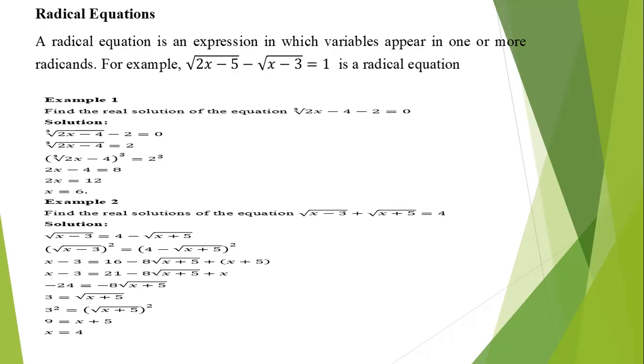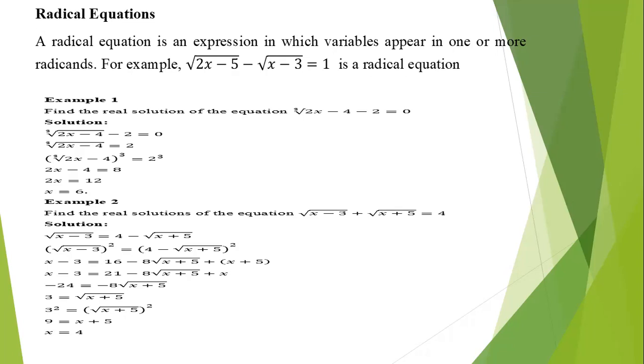Then for me to remove the cube root, what am I going to do? I'm going to cube everything. That is why I have the cube of the cube root of 2x minus 4. We cancel the cube root, equals 2 raised to power of 3. Then I have 2x minus 4 equals 8, because 2 raised to power of 3 is 8. Then if you collect like terms, you have 2x equals 8 plus 4, which is 12. Then 2x equals 12, so x is equal to 6. Just direct. This one is very easy because we have just one radical expression.